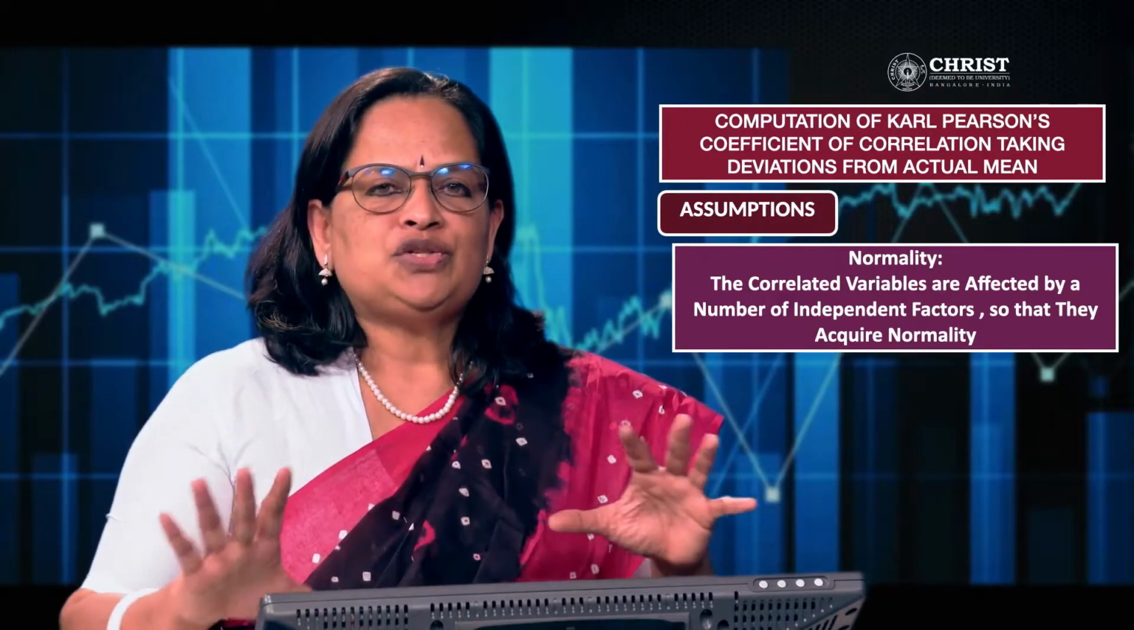This is important because based on these assumptions, they have framed the computation. So first one is normality. That is, the correlated variables are affected by a number of independent factors so that they acquire normality. Normal distribution is important for statistical computation.